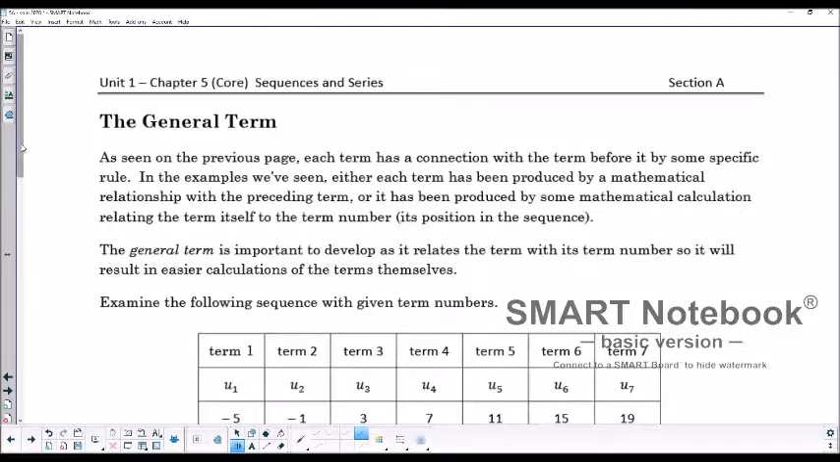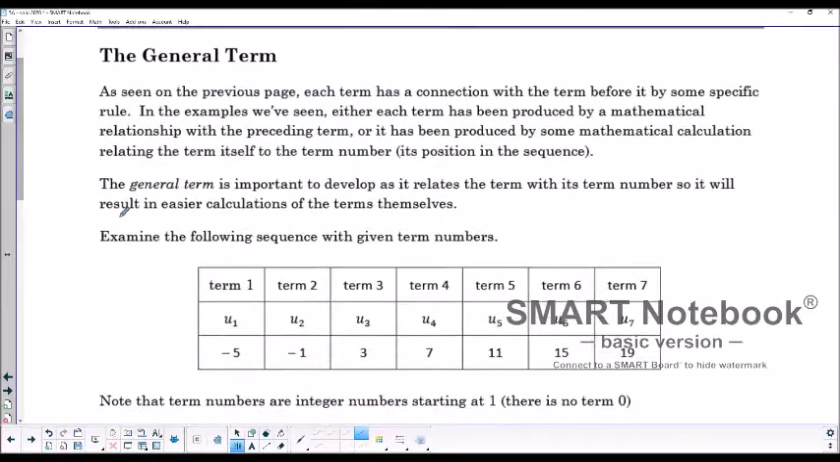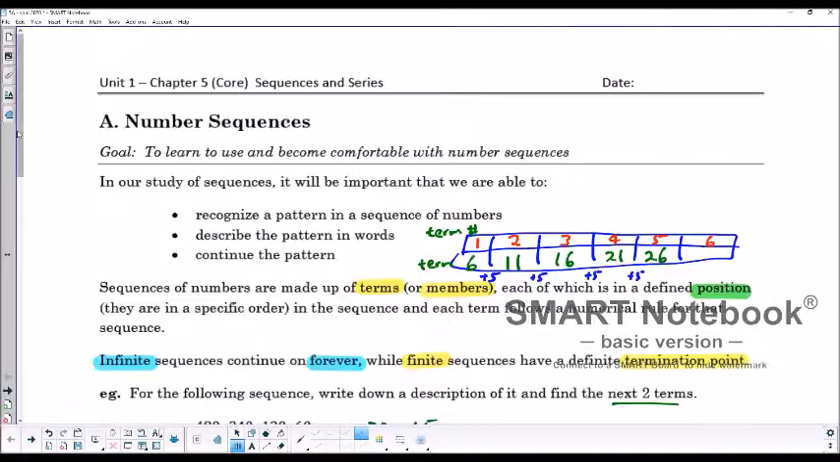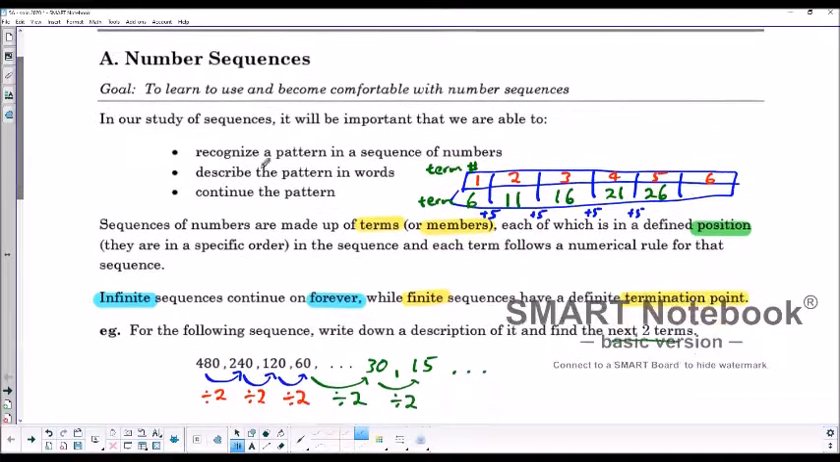Now, the general term is basically, I'm just dropping back to the first page again, we take a look at this, and the general term is finding how each term relates to its position in the sequence. So we start with term 1. The very first term is always term 1. There's never a term 0, but term 1 has a certain value, term 2 has a certain value, etc.